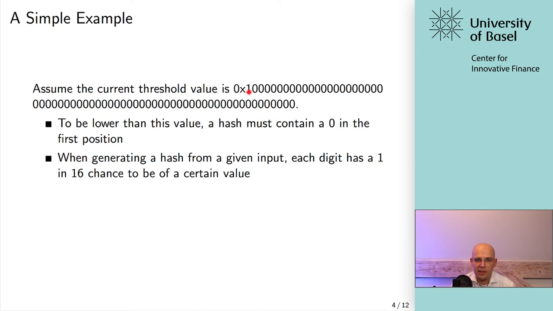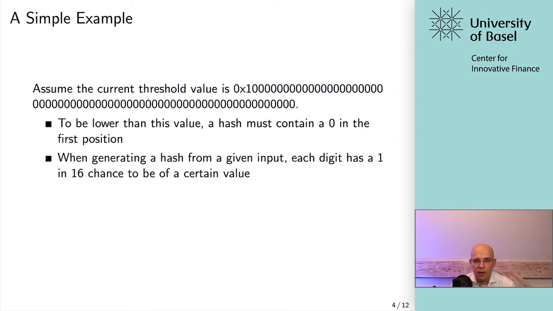At the first position, you have a 1. Then essentially what you're saying is any hash value that is lower than that, so any hash value that has a 0 as the first position, whatever comes behind that will be accepted, will satisfy this criteria, okay? So to be lower, of course, as I said, you must have a 0 at the first position, and when generating a hash value from a given input, each digit has a 1 in 16 chance, so 1/16 probability that your first position will assume the value 0.